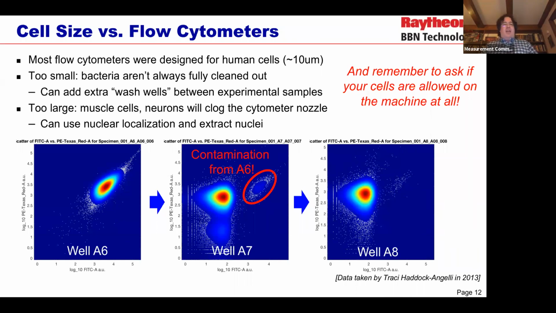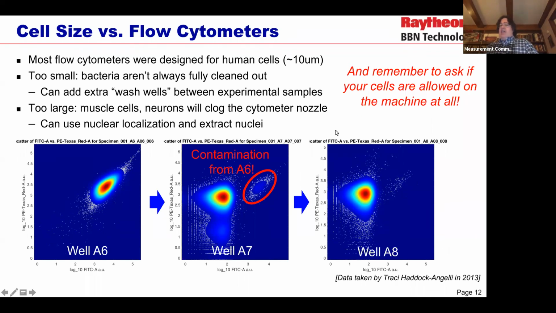On the opposite side, if you start running enormous cells like muscle cells or neurons through your flow cytometer, you will clog the flow cytometer nozzle, and you will make the people who own the flow cytometer very angry at you. So don't do that. When we've run into that in the past, one of the things you can do is switch from using fluorescent proteins that are dispersed through the whole cell to fluorescent proteins that localize in the nucleus and use a nucleus extraction protocol.